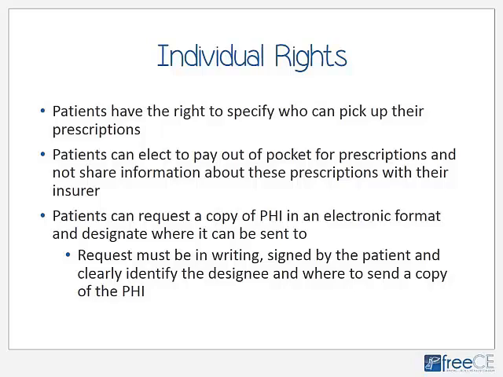And also, patients can request a copy of PHI in an electronic format and designate where it can be sent. So if the covered entity has an electronic form, it can be requested by the individual if the form is readily producible. If it's not, then they must provide access in another readable electronic form agreed to by the covered entity and the individual, like a Word document or a PDF file, something along those lines.